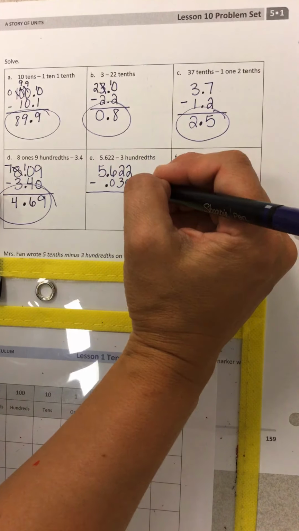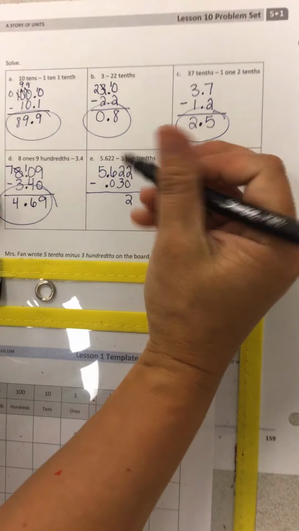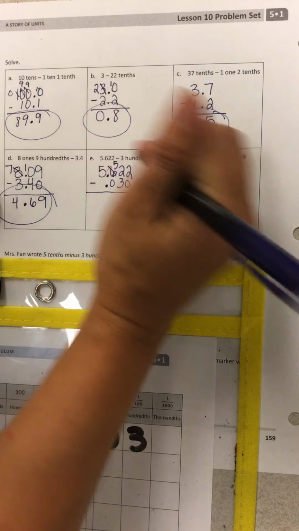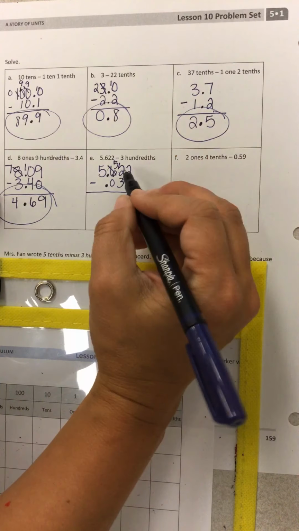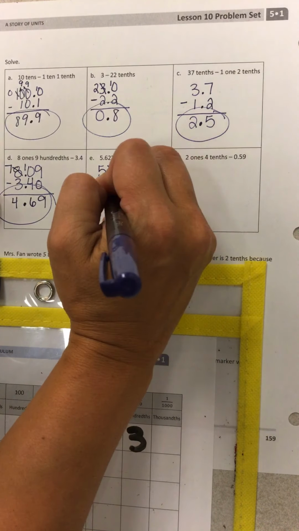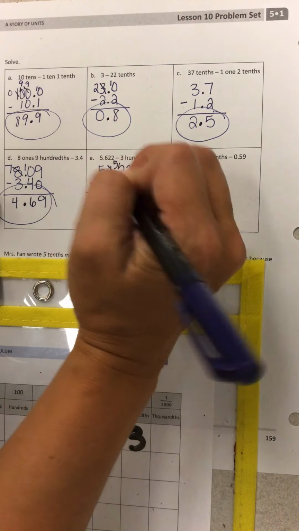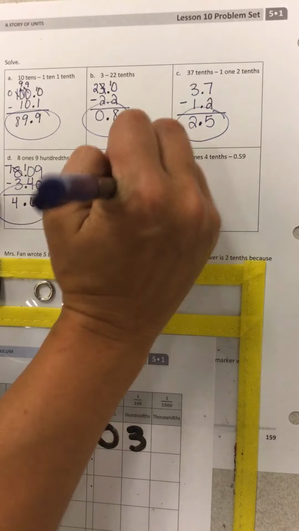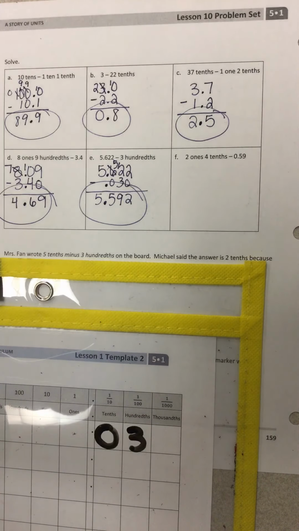So now I can do 2 minus 0 is 2. I cannot do 2 minus 3, so I need to regroup. My 6 turns into a 5. I've got 12 minus 3 is going to give me 9. 5 minus 0 is going to give me 5. Bring down that decimal point, and then 5 minus 0 is 5. There would be my answer.